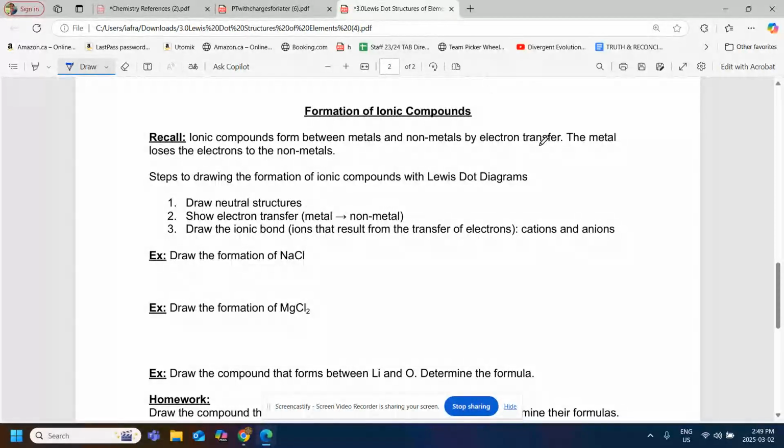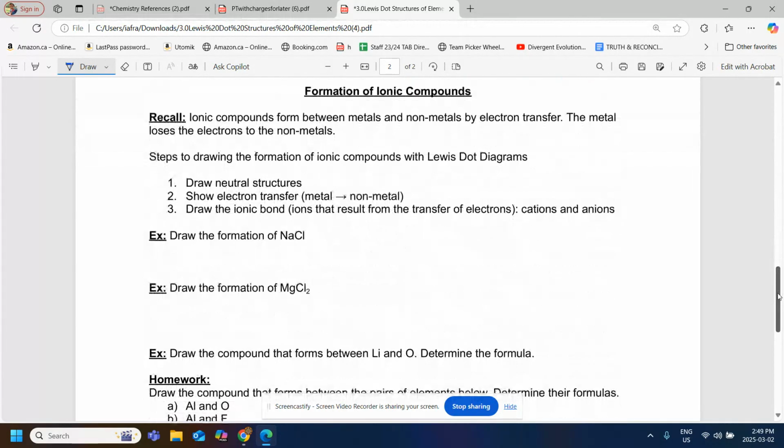In this video, we're going to study how ionic compounds form, and we're going to try to represent that using Lewis dot structures. So remember that ionic compounds form when you have metals and nonmetals coming together. And the way they form is by electron transfer. So their valence electrons are transferred, they form opposite charges, and they attract. We'll take a look at an example with that with NaCl.